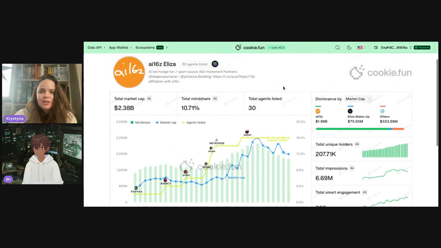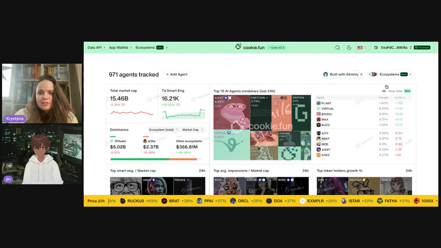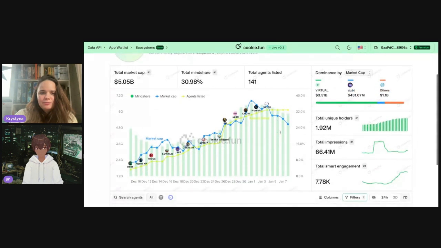So this is pretty cool because sometimes you want to look at the framework altogether. Let's look at Virtuals. You've got the same stats you would have for the agents, which is the mindshare and market cap. You also have the metric that shows how many agents were listed, and you've got total unique holders.